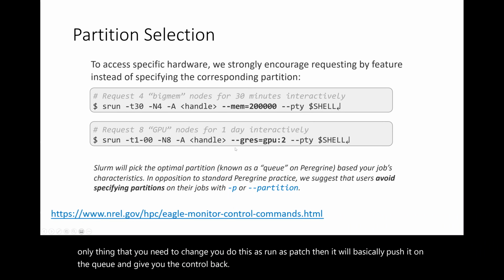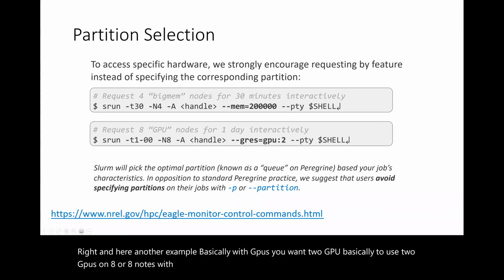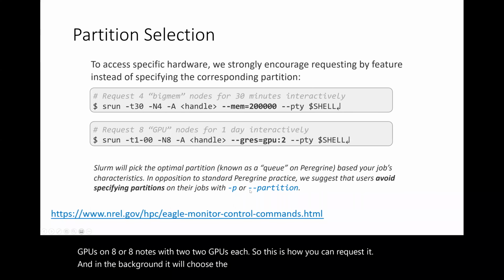Right, and here is another example with GPUs. You want to use 2 GPUs on 8 nodes, with two GPUs each. So this is how you can request it. And in the background, it will choose the partition, or explicitly you can specify -p.